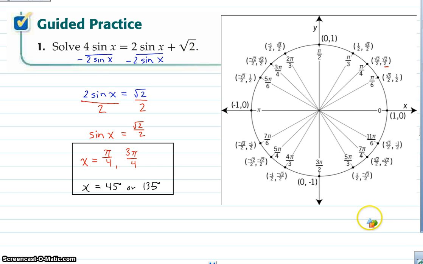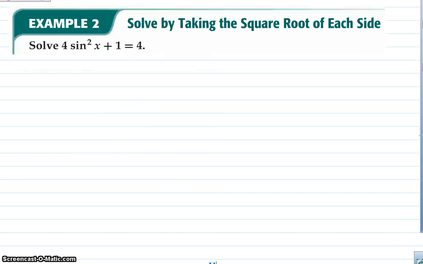Okay. All right, our last example today. Example 2 is going to involve when you have to take the square root of each side. And this usually occurs when you notice that you have a square symbol on your trig function. So here we have 4 sine squared x plus 1 equals 4. Everything else is pretty much the same as what we did before.